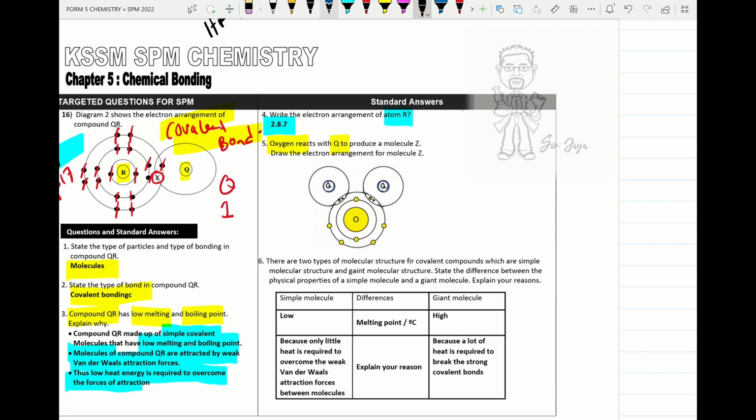So how to do this one? We take the Q electron arrangement 1, and the oxygen atom electron arrangement 2.6. The Q needs one more electron to achieve stable octet arrangement. The oxygen atom needs 2 electrons to achieve stable octet electron arrangement. Therefore, we bring the 2 here, 1 here, and the formula will be Q2O. This is the formula.